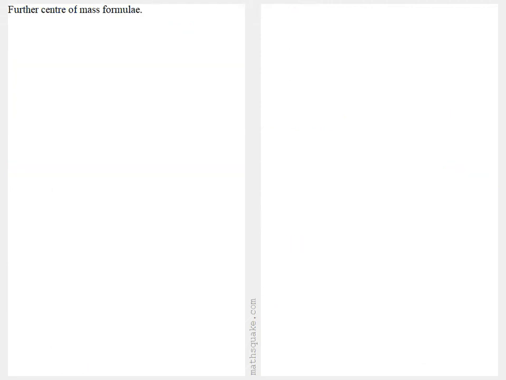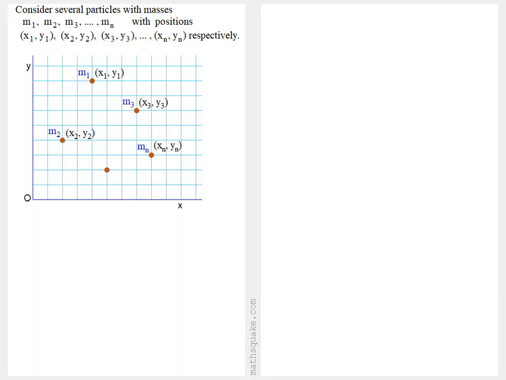So far we've found a formula for finding the centre of mass of several particles lying along the x-axis. However, we can extend this into 2 or even 3 dimensions. Consider several particles with masses m1, m2, m3 up to mn with positions x1, y1, x2, y2, x3, y3 up to xn, yn respectively. We can draw a diagram of this. If we take moments about the y-axis, then the turning moment of each particle is its mass times its distance from the y-axis, that is, its x-coordinate.